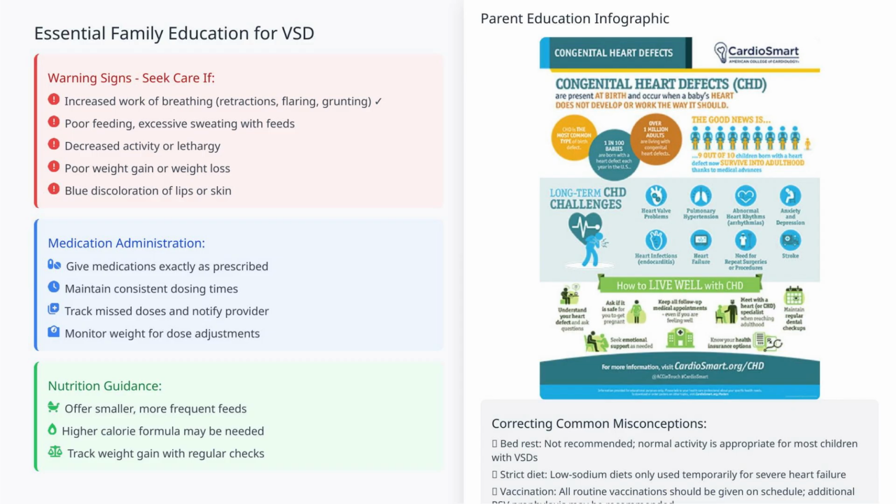The correct answer is C. Signs of increased work of breathing require prompt medical attention. Parents should be educated to recognize warning signs of heart failure or worsening hemodynamic status, with increased respiratory effort being one of the most important and reliable indicators. Increased work of breathing manifests as nasal flaring, subcostal or intercostal retractions, grunting, or tachypnea, and signals that the child may be developing pulmonary congestion from the VSD.